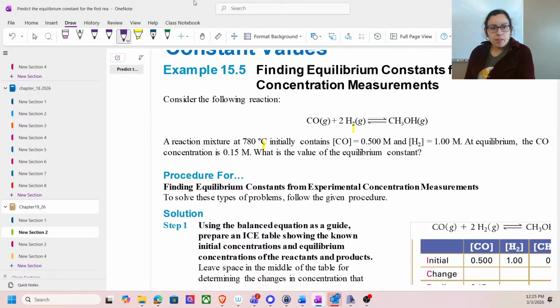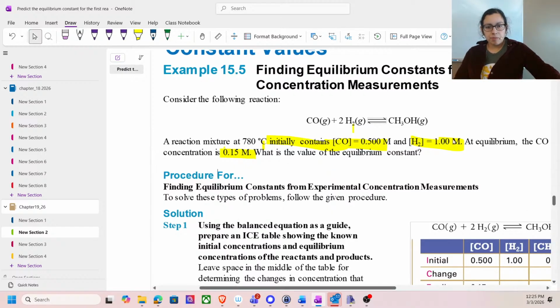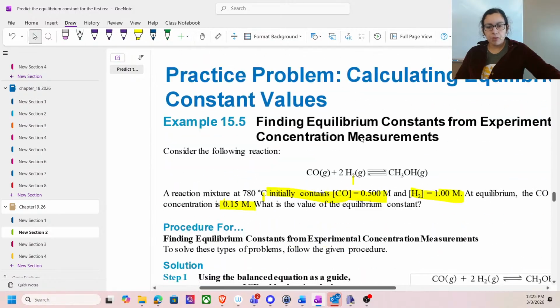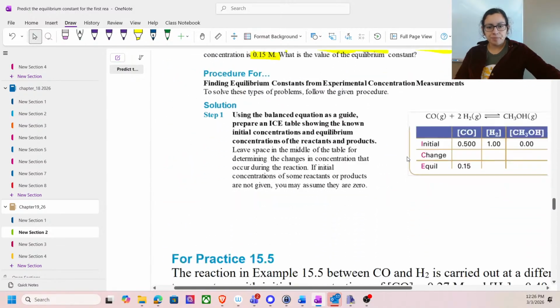And okay, it initially contains 0.5 molar concentration of CO and a 1 molar concentration of H2. And then it says at equilibrium, our CO concentration is at 0.15 molar. So what's the value of our equilibrium constant? And so now we'll walk through the whole procedure together, but we'll see what it means again with the stoichiometry and how we're going to use that.